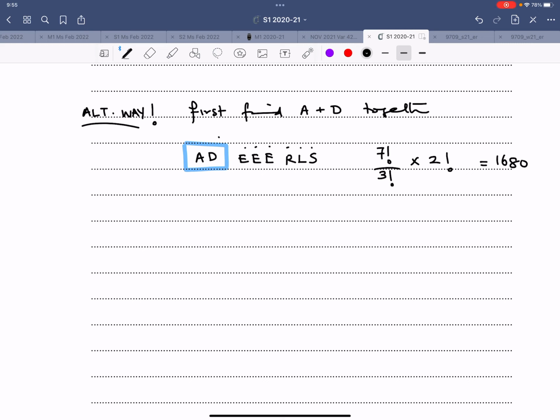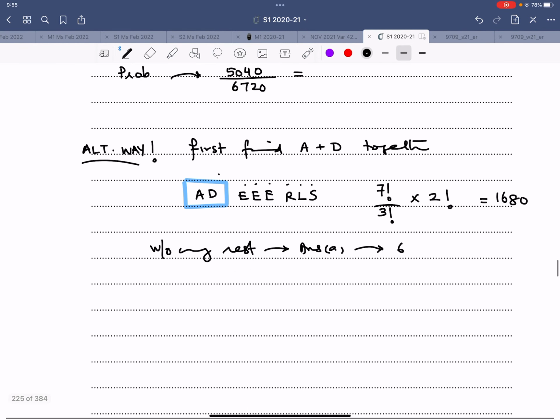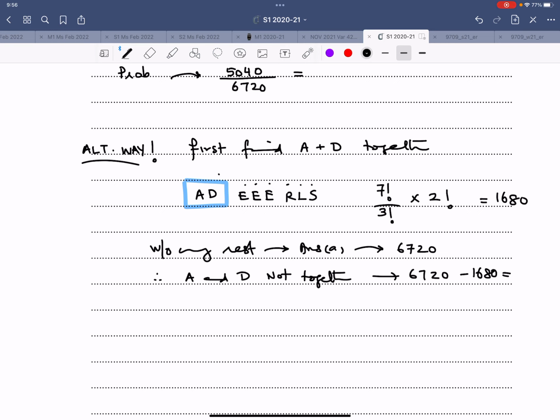Without any restriction is the answer of part A, that is 6720. Therefore, A and D not together is 6720 minus 1680. This comes out to be 5040, and therefore the probability is 5040 divided by 6720, and that's the answer that you get.